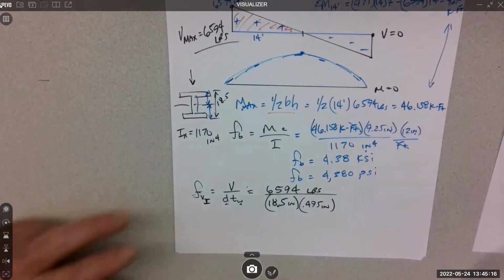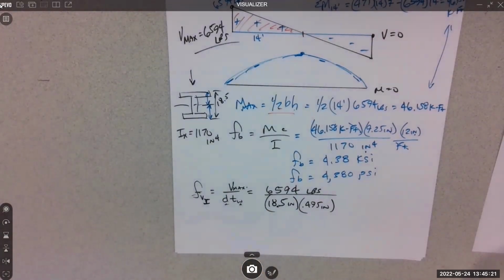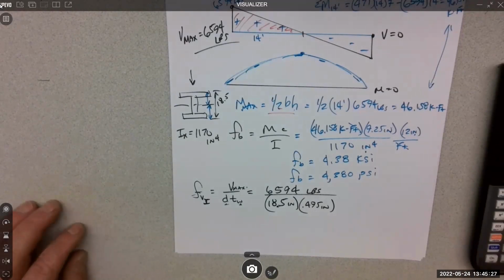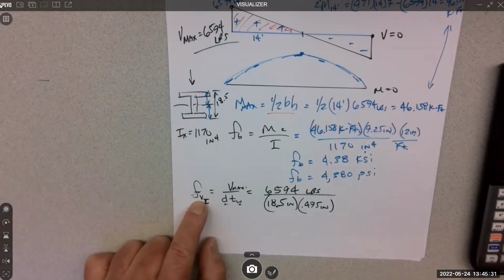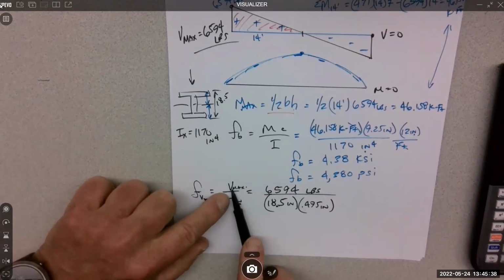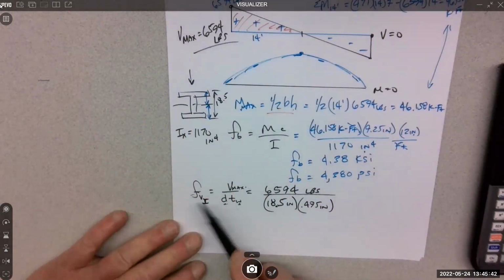Vmax for sure. You always want to use the maximum force off of the shear diagram. Shear force. V is shear force, right? That's the force we got from the diagram. Then this is calculating the stress, shear stress.